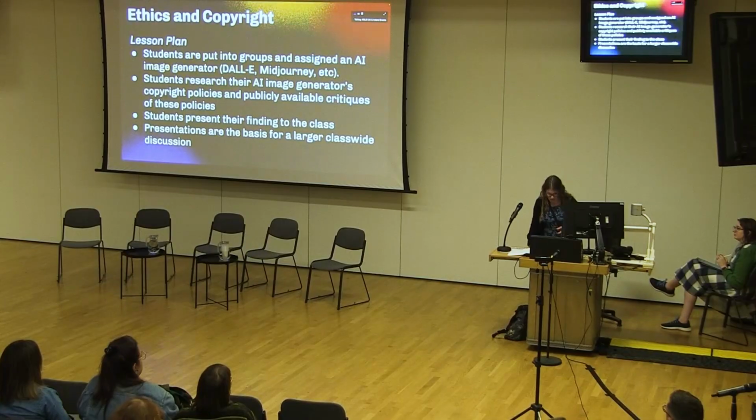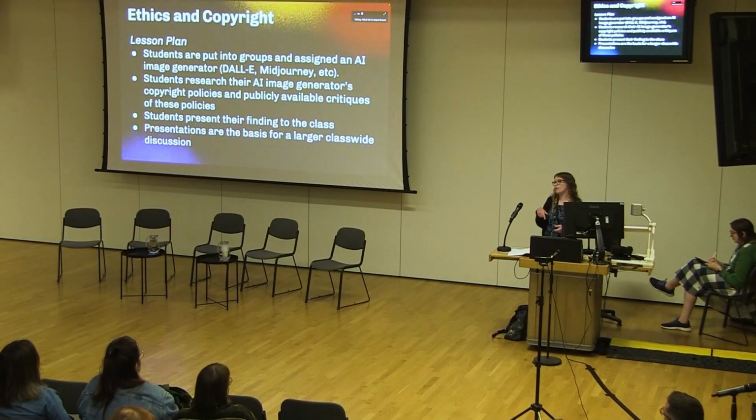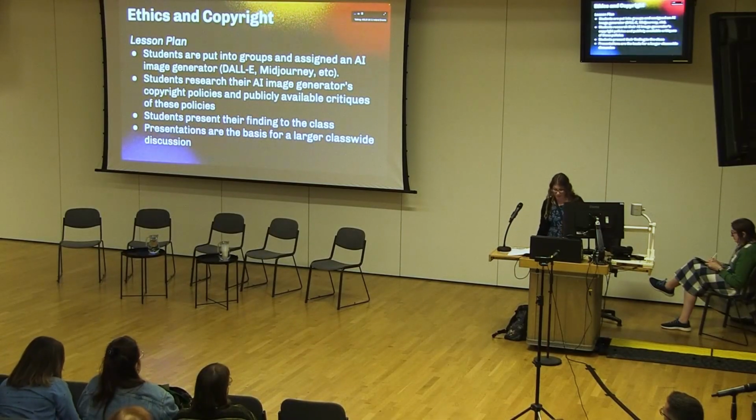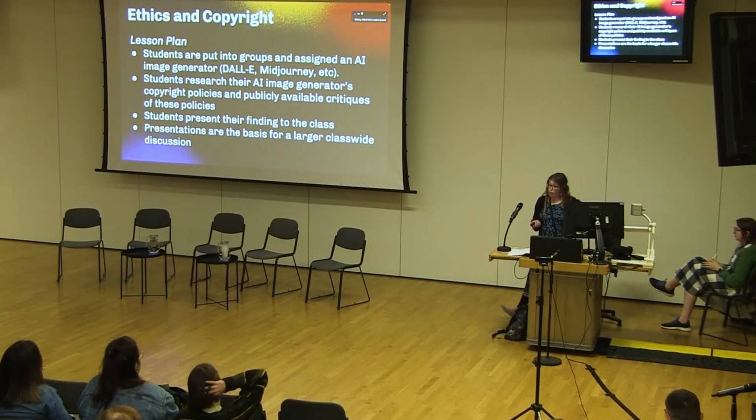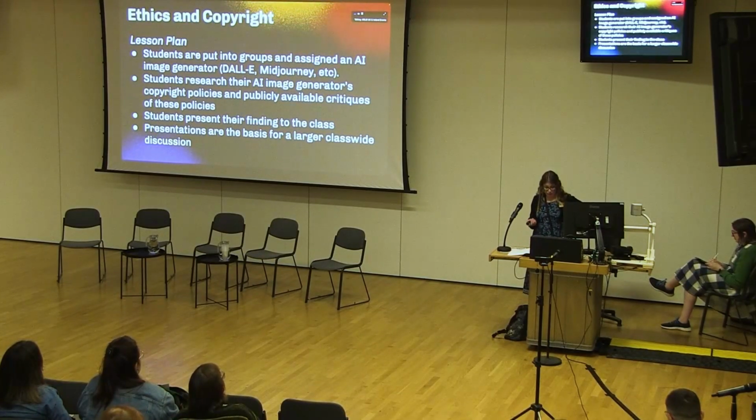Here is a brief overview of the lesson plan. So this lesson takes on those ethical considerations related to issues of copyright and intellectual property by asking student groups to research an image generator's copyright policies and publicly available critiques of those policies, including recent court cases and rulings. After student groups research these aspects, they present their findings to the class in groups, and the instructor facilitates a class-wide discussion at the end. This lesson is intended to engage students with the current complexities of AI copyright, including who owns the images generated by AI, and inclusion of artists' work in the data set without their consent.